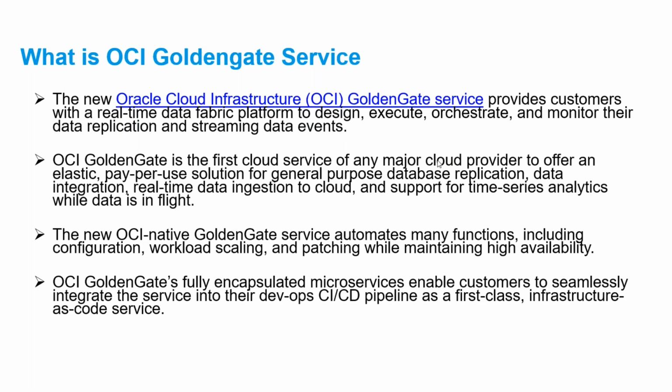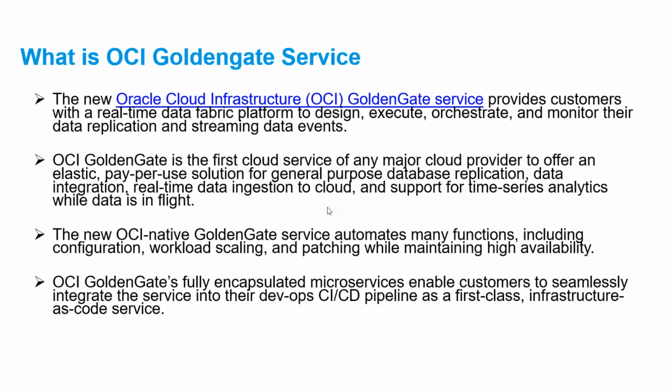So the advantage is for the organizations which have licensing issues. When you use Goldengate on-prem, it is calculated based on the number of CPUs, number of database cores, etc. However, this OCI Goldengate is a pay-per-use solution for general purpose database solution. So whatever you use, you only have to pay.